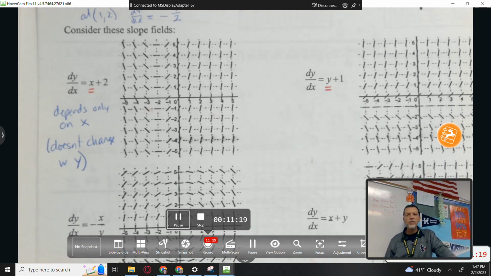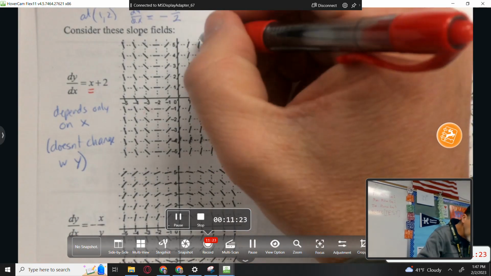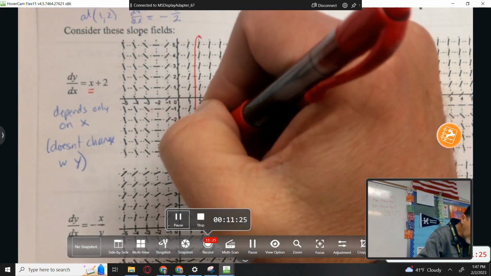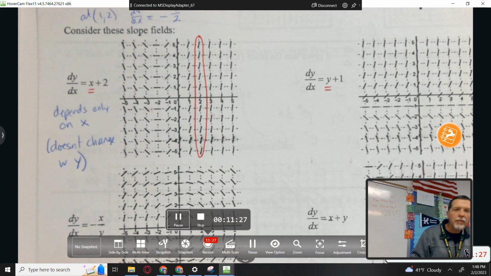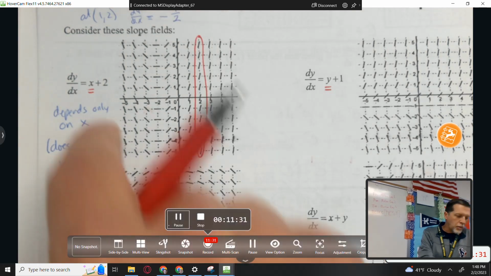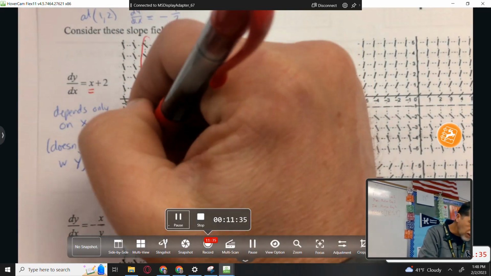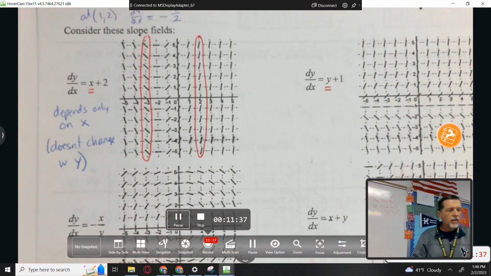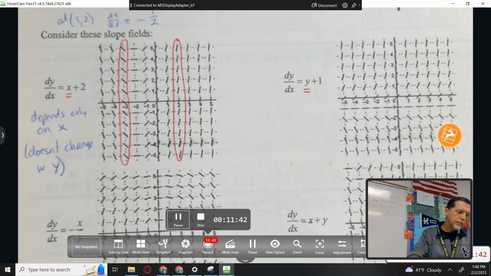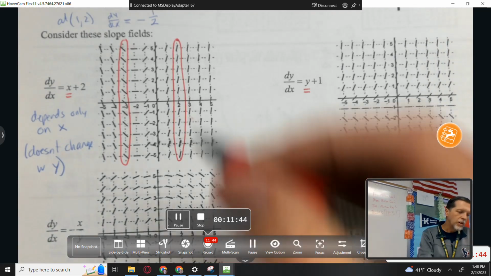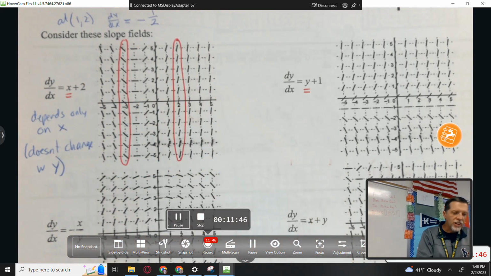So you look at the slope pieces, and in any y column you look at, all the slopes are the same. They change left to right because it depends on x, but it does not change up and down because it doesn't depend on y. So no change up and down, only change left and right.